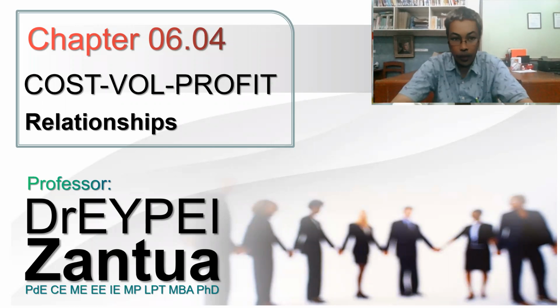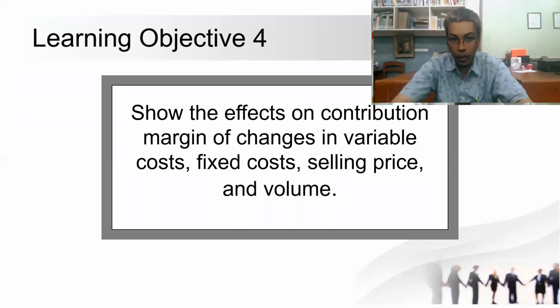In this video, let us continue the module 4 of chapter 6, cost volume profit relationship, or what we call CVP. Our learning goal for this module is to be able to show the effects on contribution margin of changes in variable cost, fixed cost, selling price, and volume.